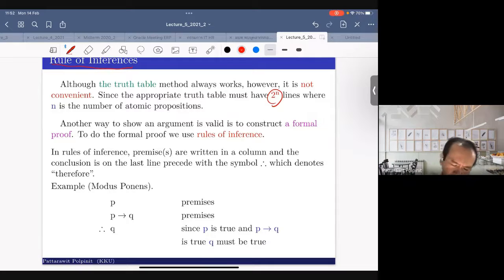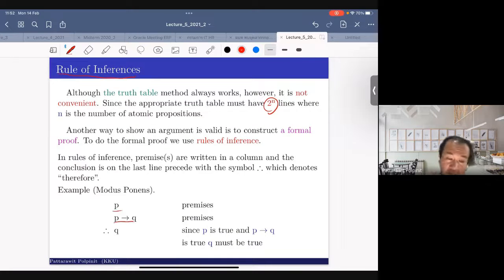Let's say you have P implies Q, right? This one is the premise. Because you know that if P is true, then Q cannot be false, because Q has to be true. So from these premises, you know that Q must be true, which means that this argument is valid. Okay, it's valid.